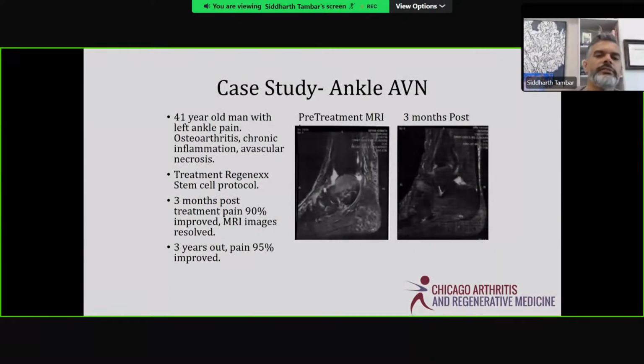A case study for avascular necrosis, ankle avascular necrosis, 41-year-old man. He has a history of gout and osteoarthritis. So his main issues, the picture on the left, it's a pre-treatment MRI. He has fluid in the joint. He's got degeneration of the joint as well. And he's also got swelling of the bone. This swelling of the bone, if we don't treat this, will eventually get progressively damaged and damage the bone even more and progress the arthritis.